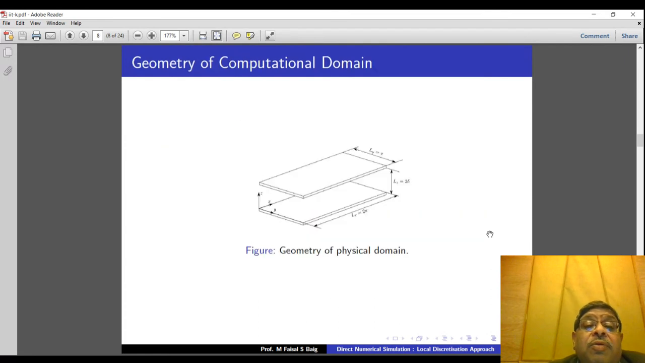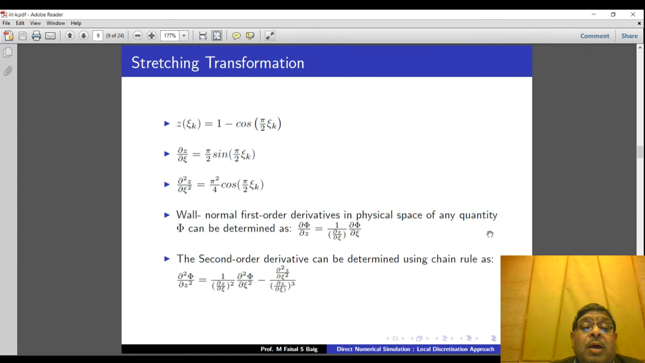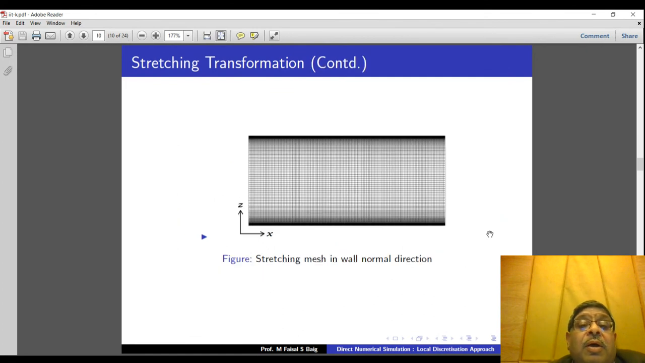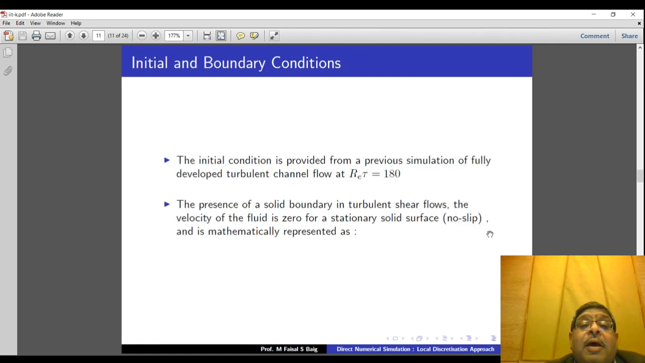And that's basically concerned with the stretching transformation that we have used in order to fit the grid over here. So the expressions can be seen from the slide. That's the stretched mesh in the wall-normal direction. As you can see, there's a large proportion of finer mesh near the wall, and that's the initial and boundary conditions that we have used in the simulation.